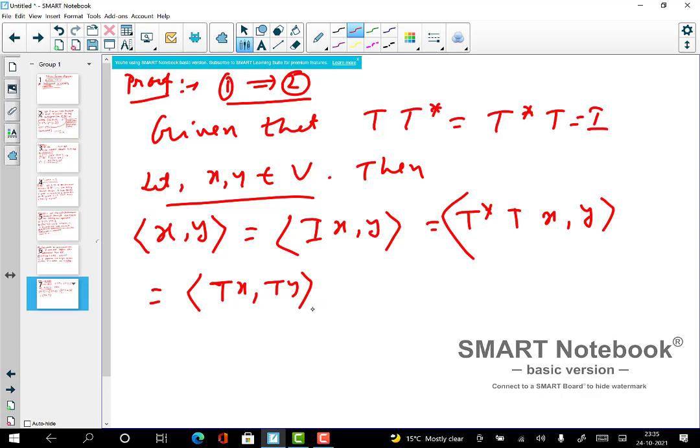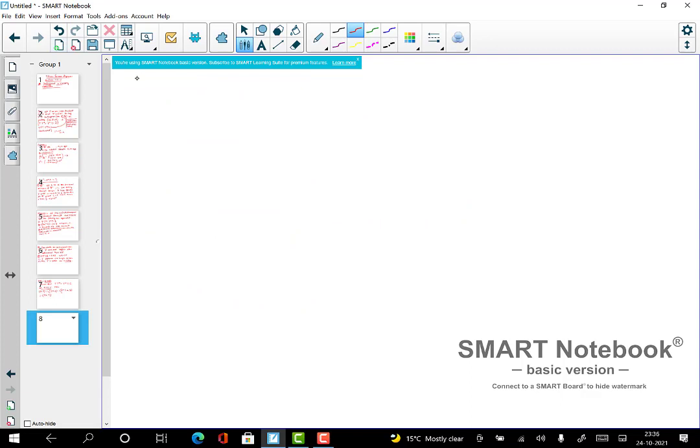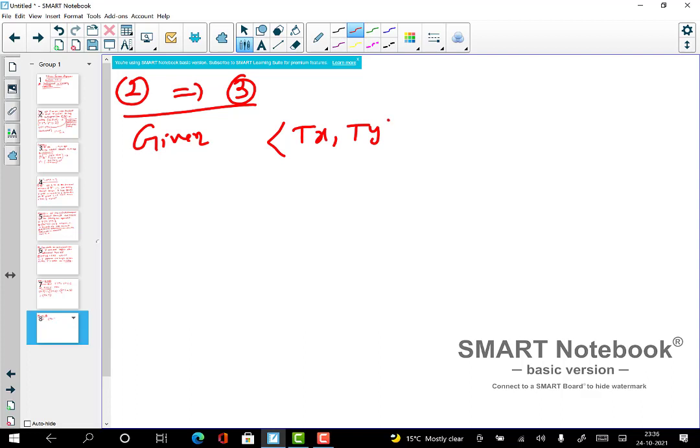Okay, so now we need to prove that two implies three, right? So what is given here? It is given that the inner product of Tx, Ty equals the inner product of x, y for all x, y belonging to V. I need to prove that if I start with an orthonormal basis, the image will again be orthonormal.